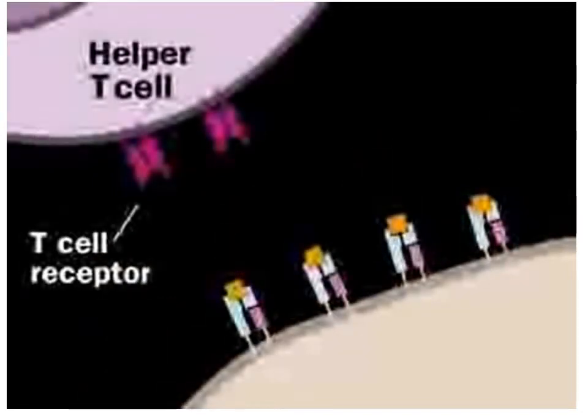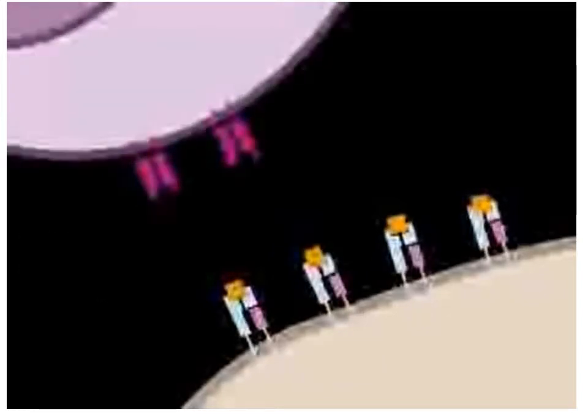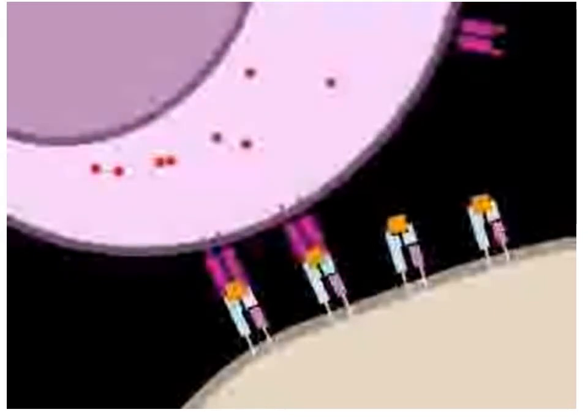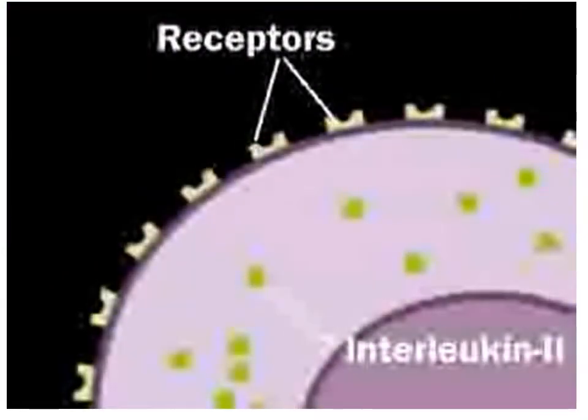A helper T cell can bind the displayed antigen if the T cell has surface T cell receptors that correspond to a specific antigenic determinant on the displayed antigen. Once the helper T cell has docked, the antigen-presenting cell releases interleukin-1, a cytokine that activates the helper T cell. The activated T cell now produces a different cytokine, interleukin-2, as well as cell surface receptors for IL-2. IL-2 triggers helper T cells to divide.